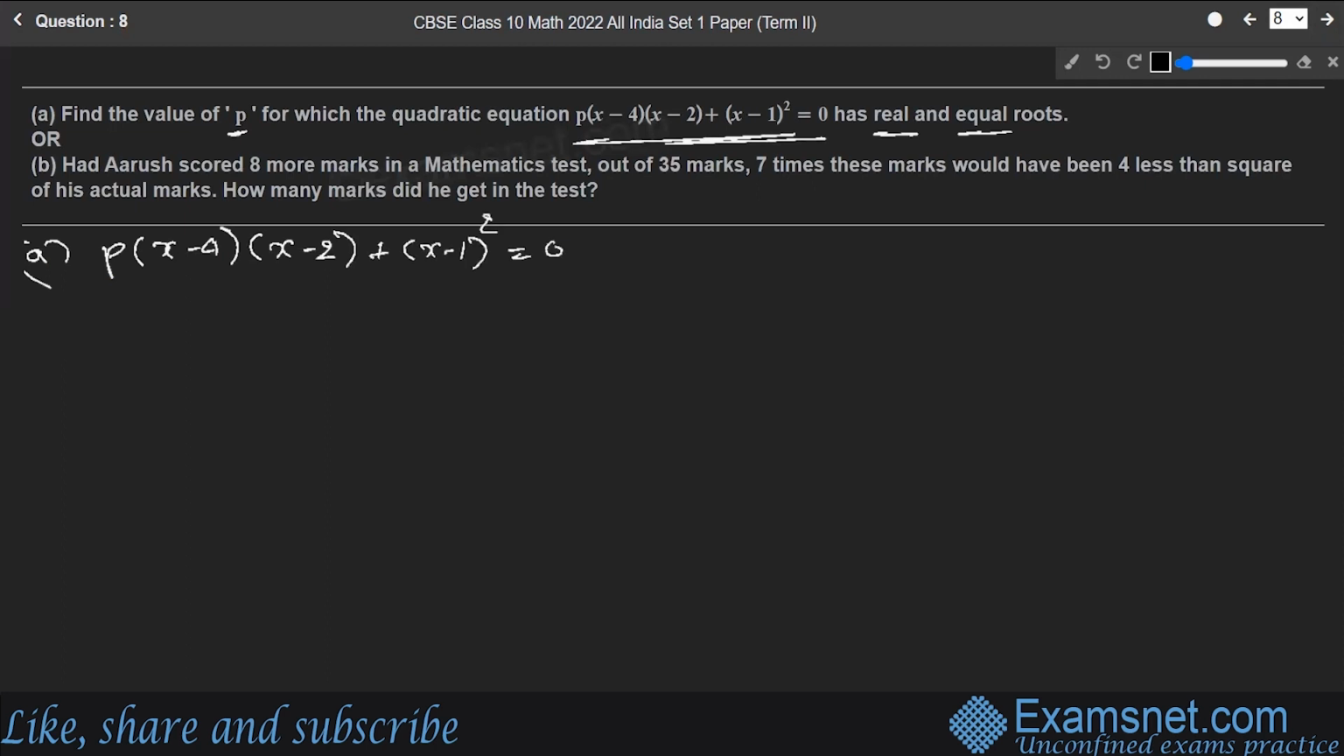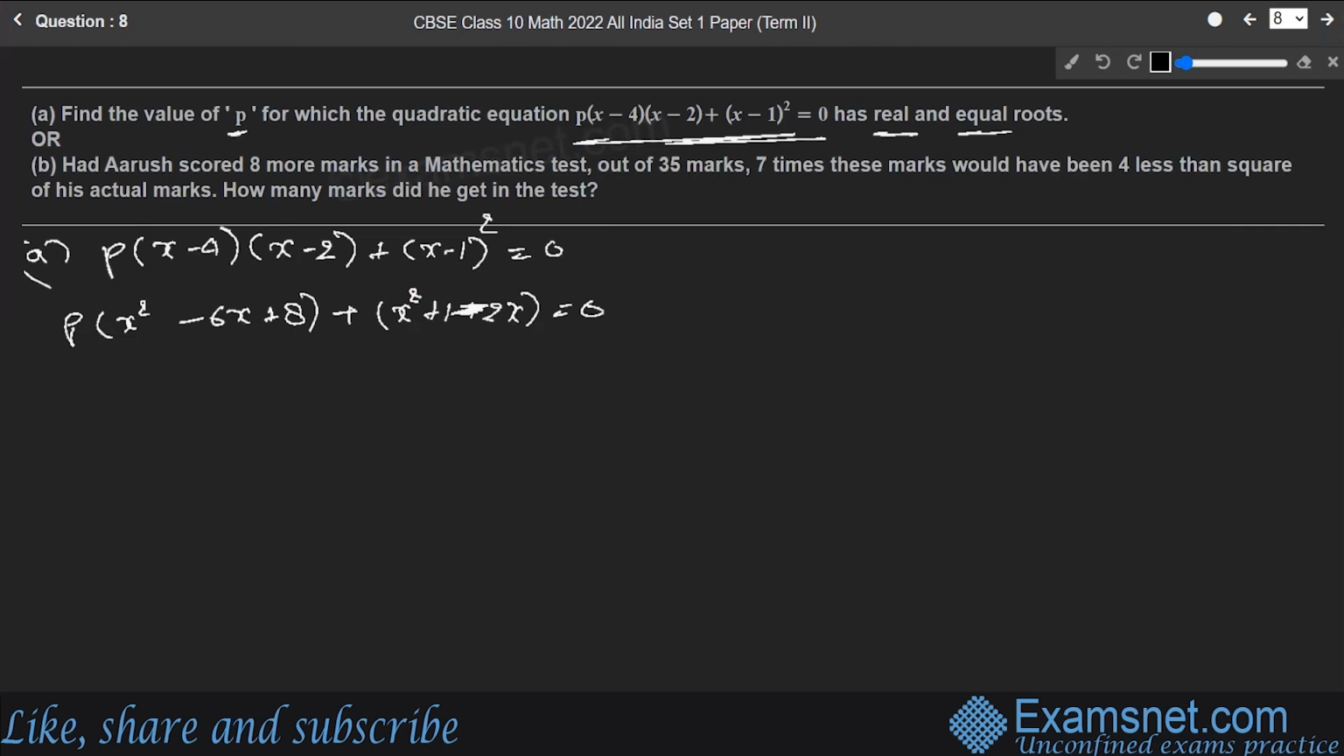So let us multiply the things inside. What we're going to get is p times x square minus 6x plus 8, after multiplying further and taking p common, plus x square plus 1 minus 2x, is equal to 0. This has been obtained by multiplying inside. We can see the steps also.